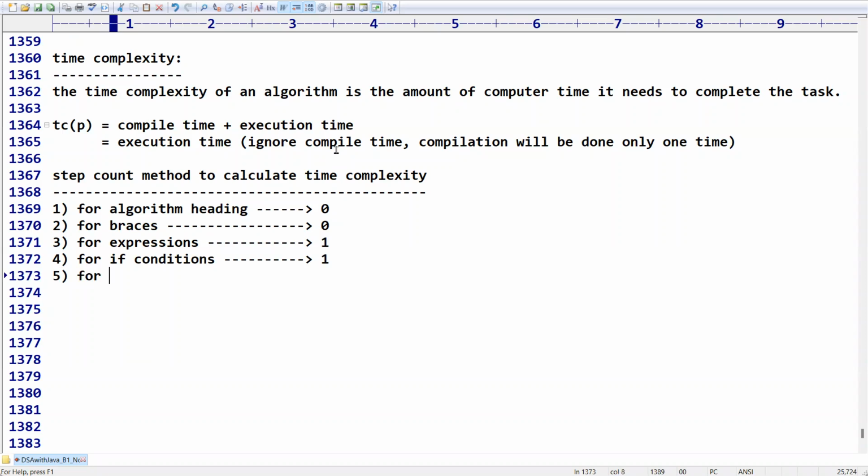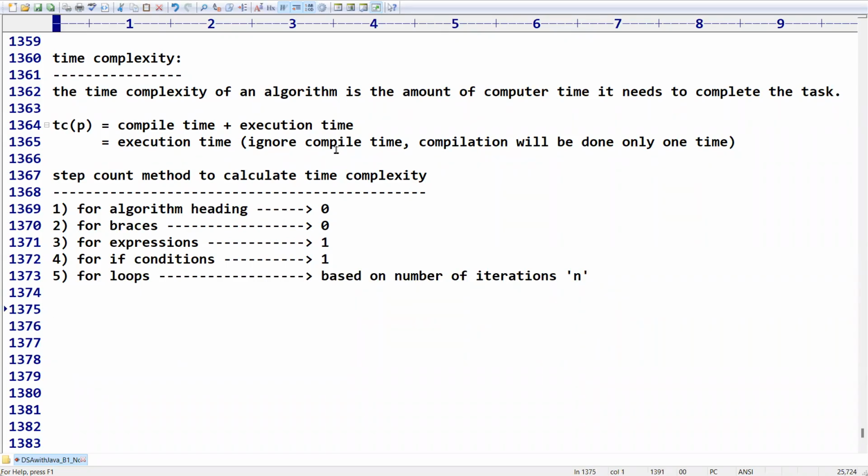For looping statements, for loops, how much time is required? It is based on the number of iterations. In general terminology, I will use the word n, because in our looping statements we will use only n. For example, if I want to find a factorial for the given number, n times it will execute. So that n is nothing but for loops. As of now, just remember these 5 points.